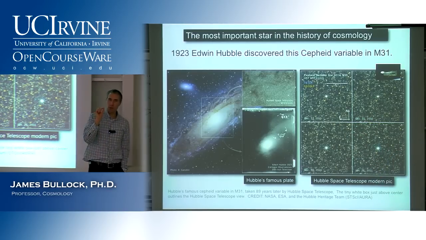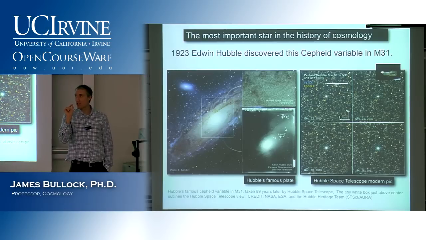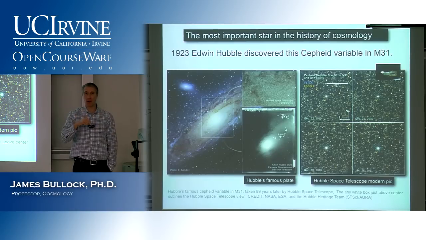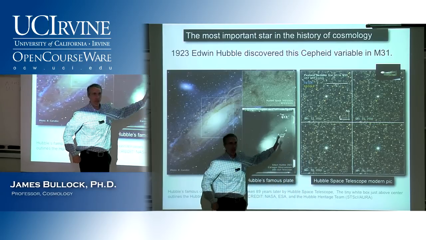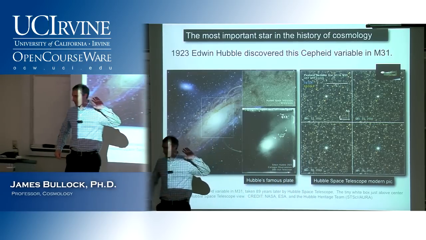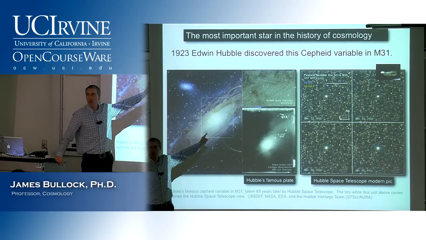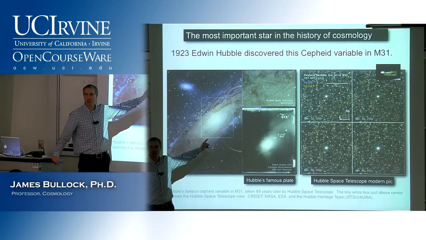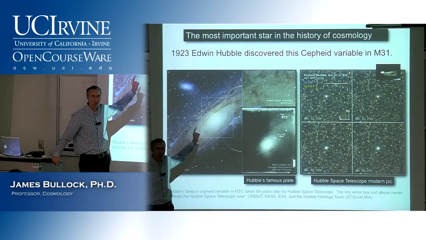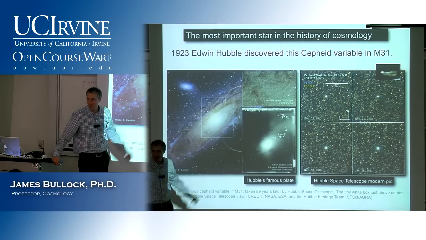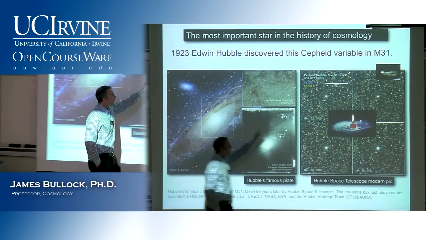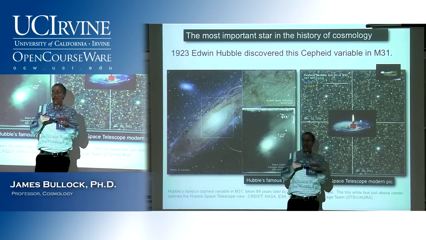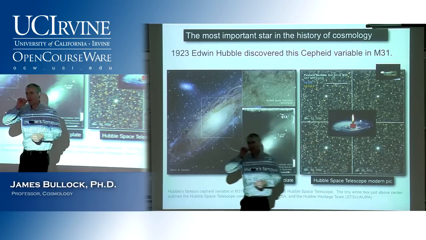Now the Hubble Space Telescope is able to measure these brightnesses to extreme precision, blowing away what Hubble could have done from the ground. But at some level, it was almost like in honor of Edwin Hubble that we went back and took this picture. Some people have argued that this is the single most important star in the history of cosmology, because it's this star that allowed Edwin Hubble to say this is another galaxy. Specifically, it's these variable stars that act like standard candles that allow us to measure distances to galaxies.